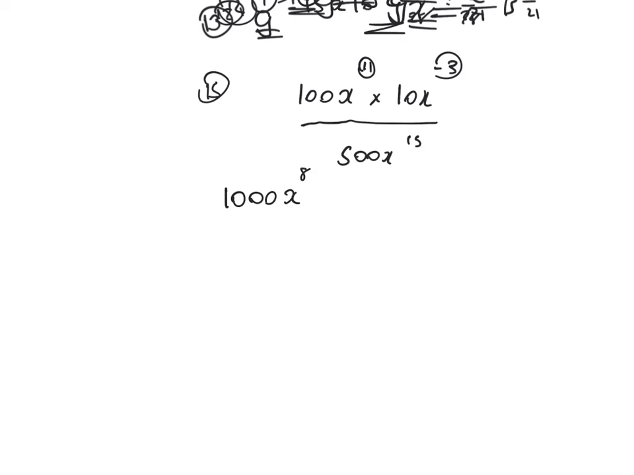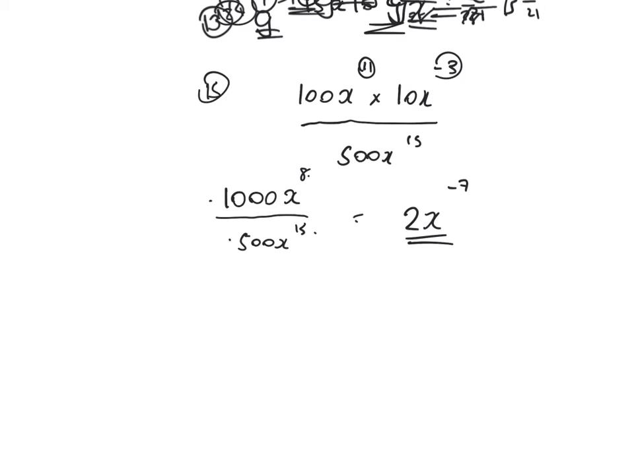Example 15, which is going to be 100x to the 11 times 10x to the minus 3 over 500x to the 15. Okay, so let's take care of the top. 100 times 10 is 1000, and then add the powers 11, and you add on minus 3. Well, it's not 11 plus 3, it's 11, you're adding on minus 3, so that's 8. So 1000x to the 8 over 500x to the 15. Well, 1000 divided by 500 is 2, and then 8 take away 15 is minus 7, 2x to the minus 7.